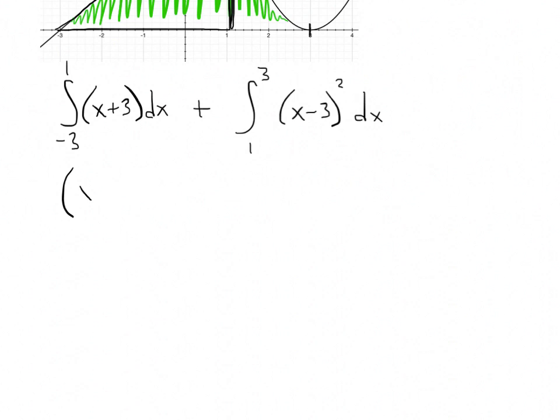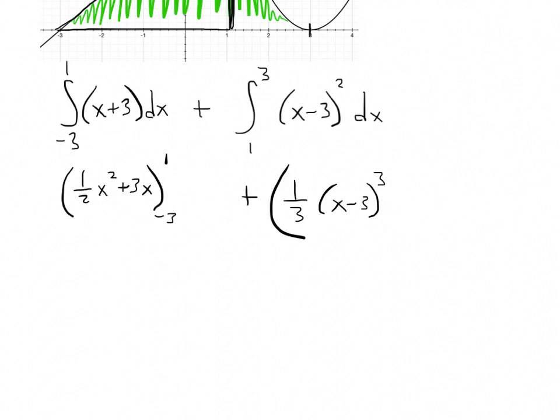This first integral is 1/2 x squared plus 3x, evaluated from -3 to 1. This other one, I'm actually not going to FOIL out, I'm just going to recognize that this thing is really like x squared. So I'll just do 1/3 (x minus 3) cubed. And I'll have to evaluate that from 1 to 3.